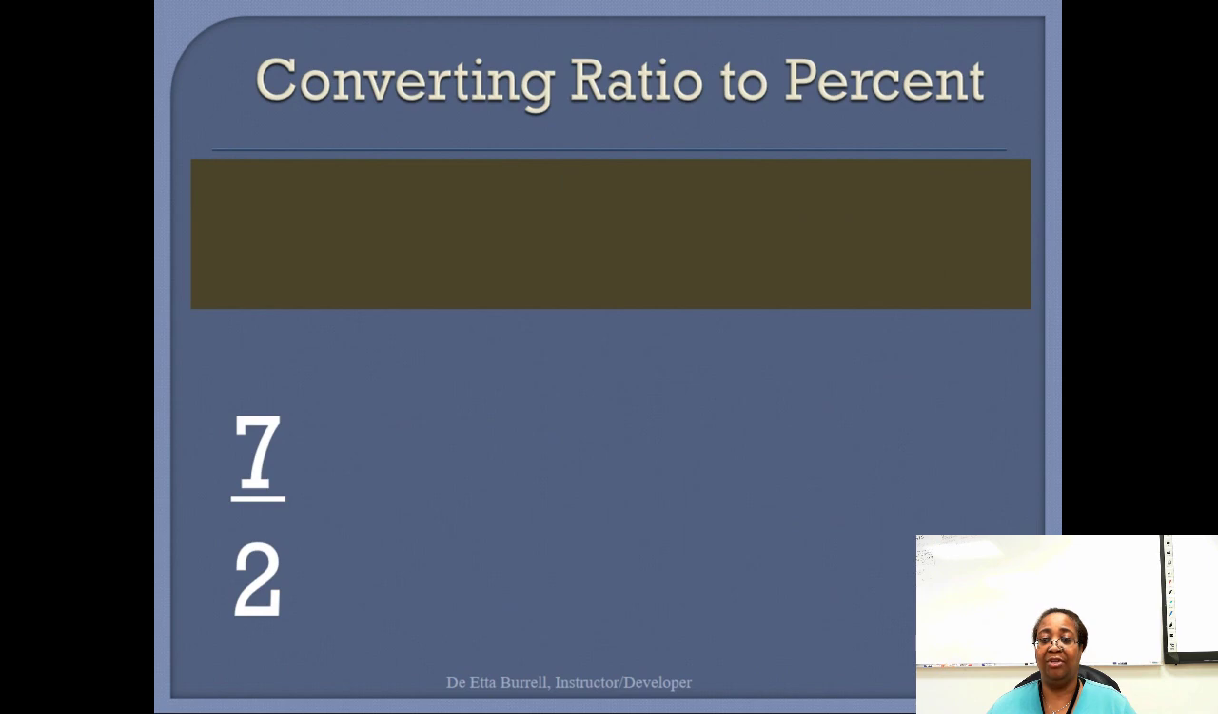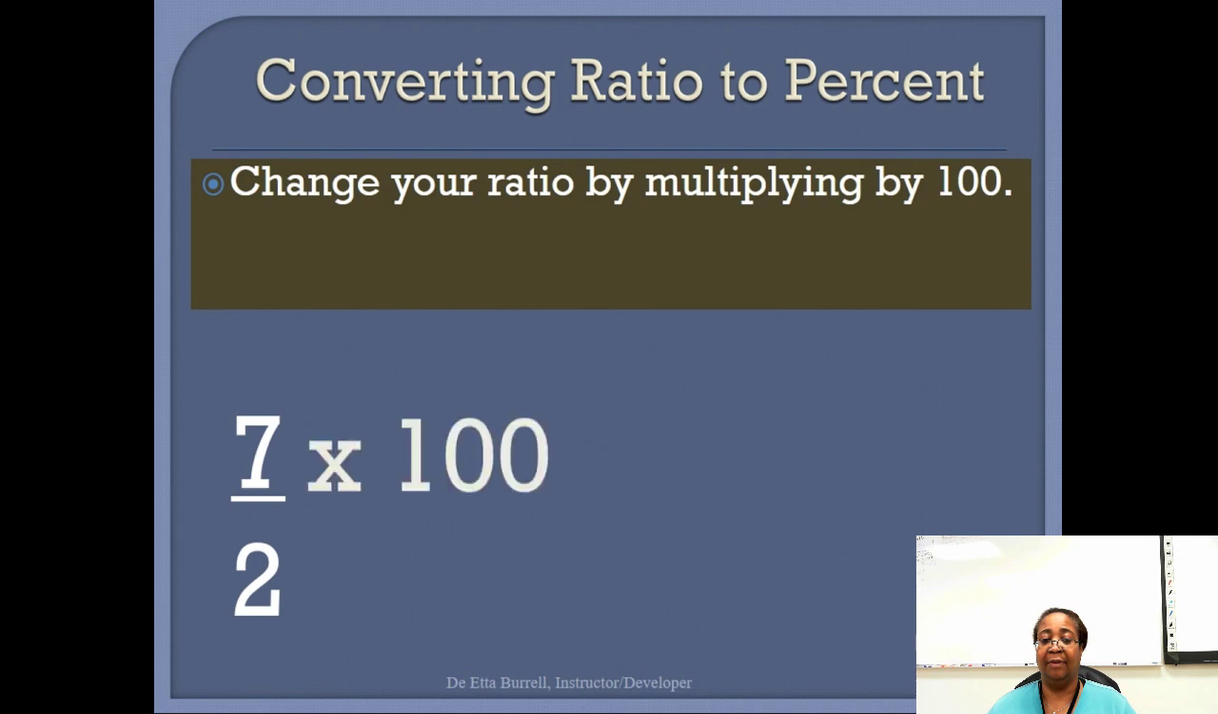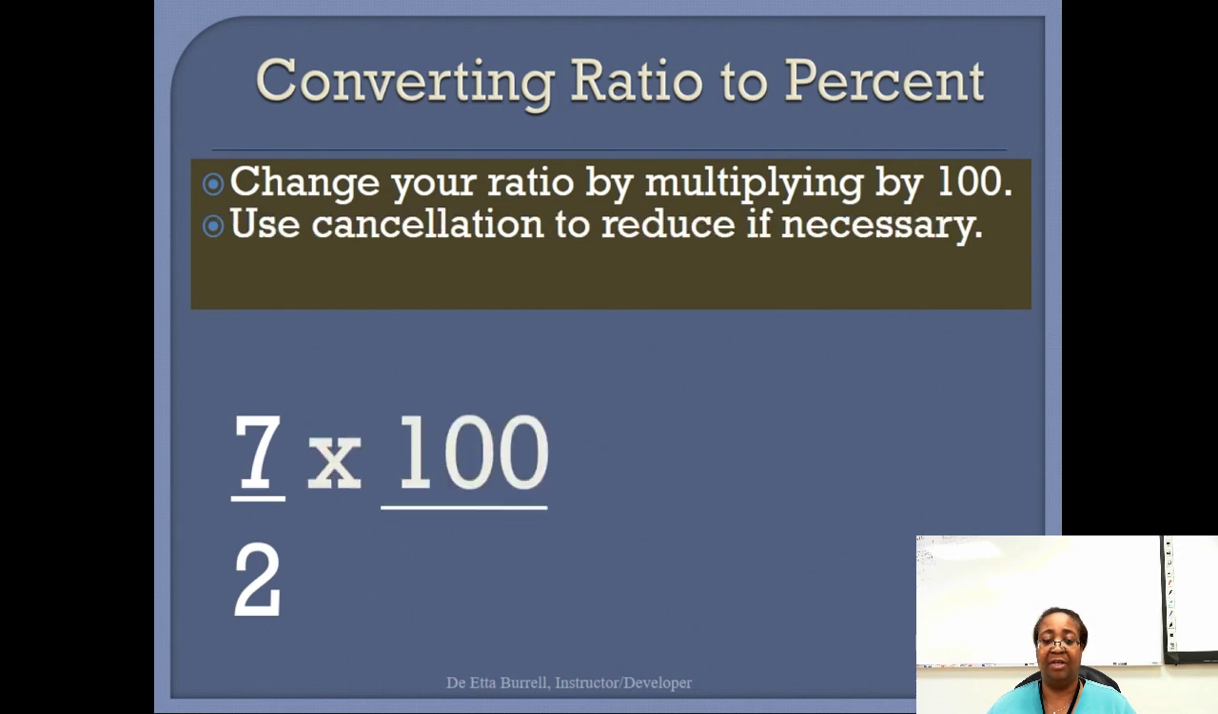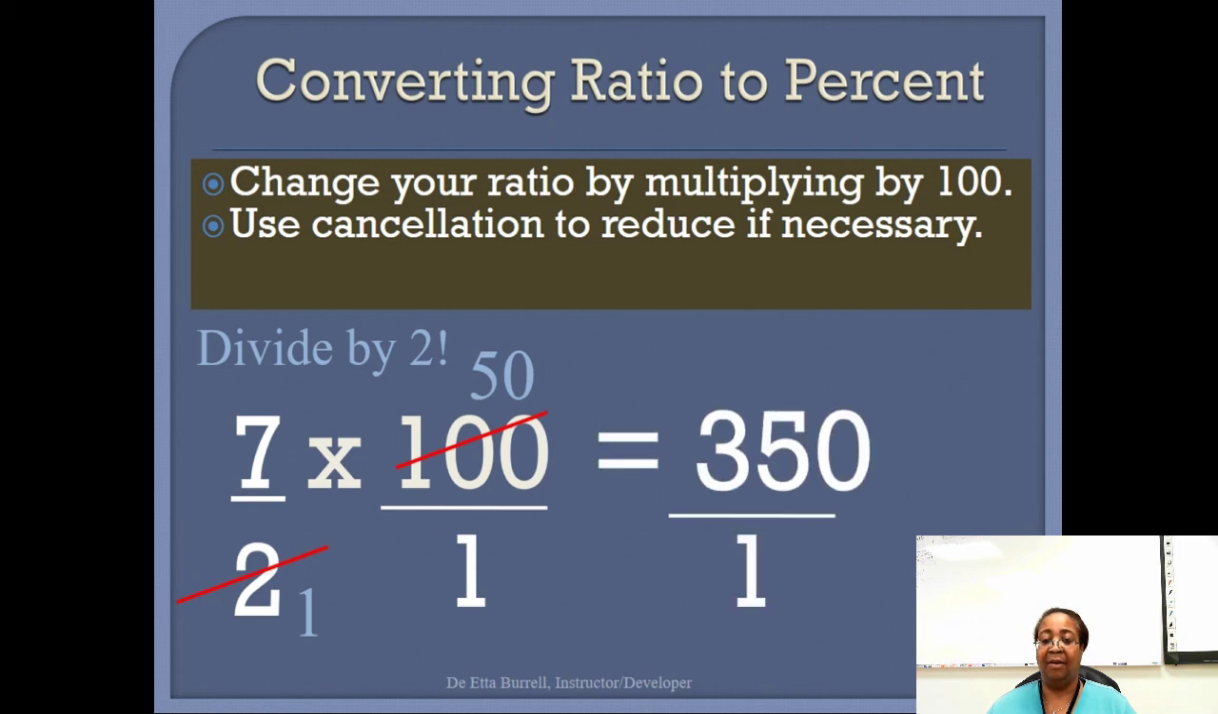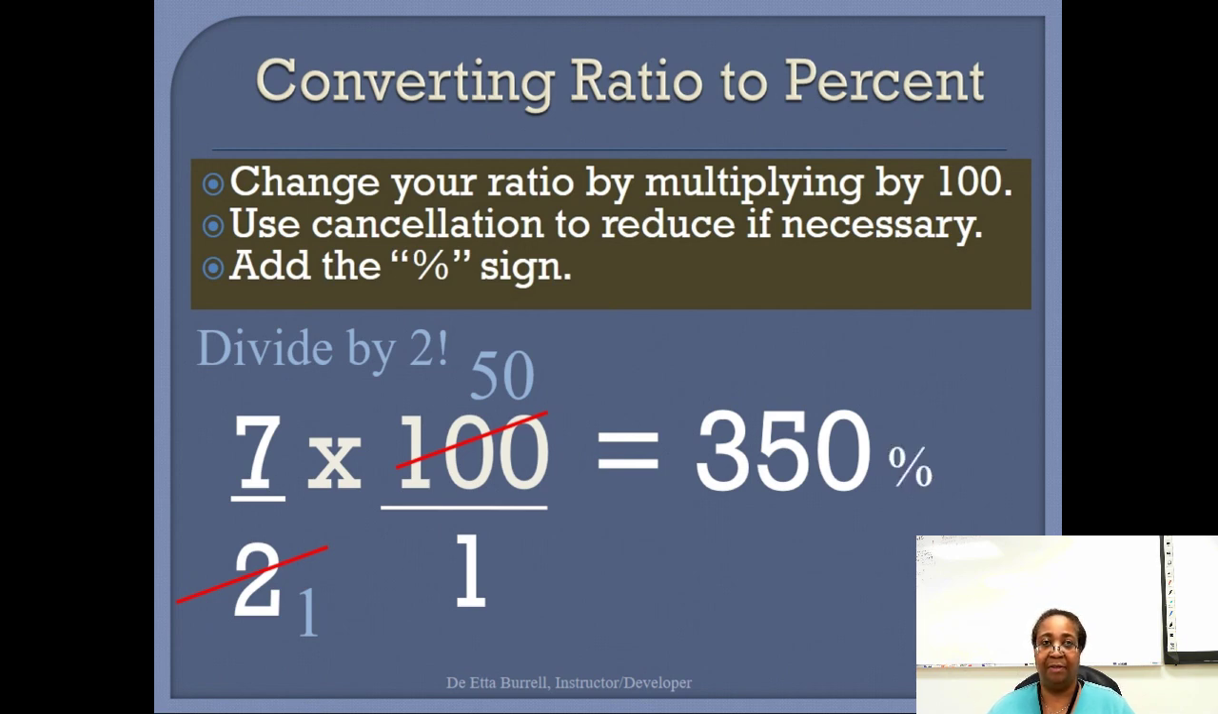Now when we're converting a ratio to a percent, we have to multiply by 100. I'm going to go ahead and use cancellation here as well. I would get 2 going into 2 and 2 going into 100. In this case, 2 goes into 2 once, 2 goes into 100 50 times. 7 times 50 is 350. Now I know I'd have 1 on the bottom, but I need to write this as 350, and don't forget the percent sign. And it's okay to have something over 100%. We get charged over 100% on a lot of items.